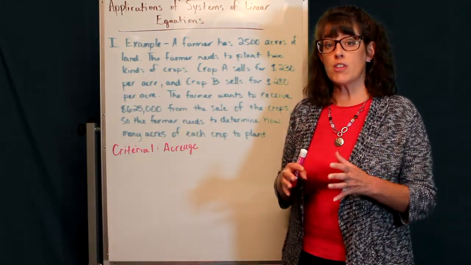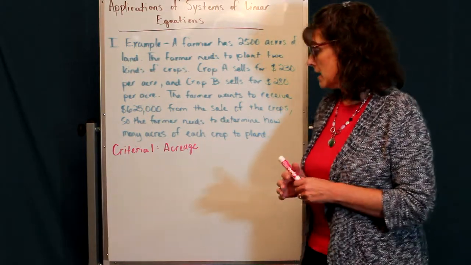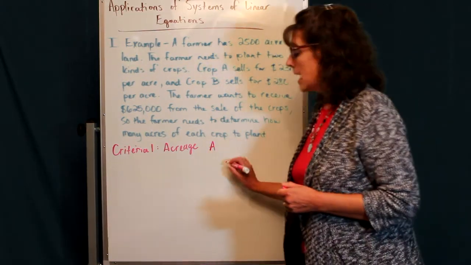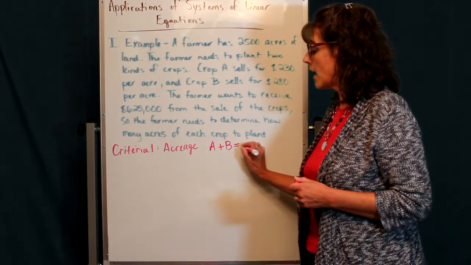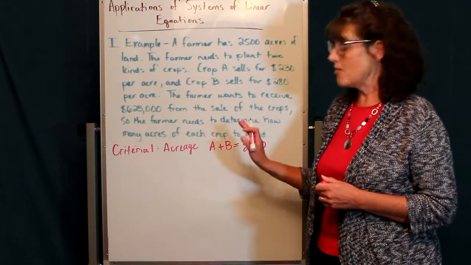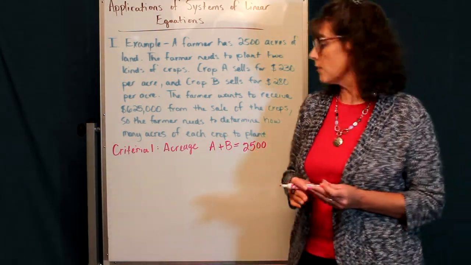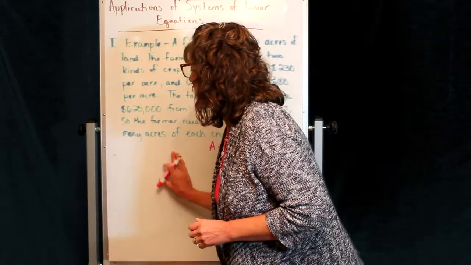So let's go with this. I need to figure out how many acres of crop A and how many acres of crop B are going to be planted so that when I add them together, I come up with 2,500 acres of land. And that is the criteria for the acreage. Let me step back here and let's just call this the acreage.